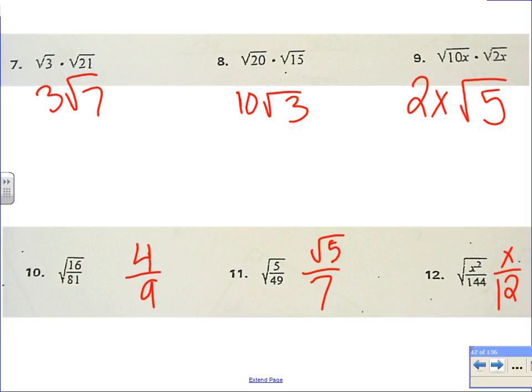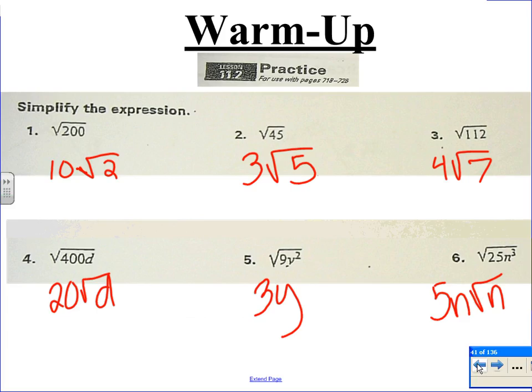Ben? Okay, so let me go back to questions here. Starting with number 3, the largest perfect square that goes into 112 is 16. So the first thing you need to do is change 112 to 16 times 7. And then 16 is a perfect square, so I'm going to circle it. The square root of 16 is 4. The square root of 7 stays there because it's not a perfect square, and there's not any other perfect squares that go into 7. Make sense? Okay. Peyton. Okay.